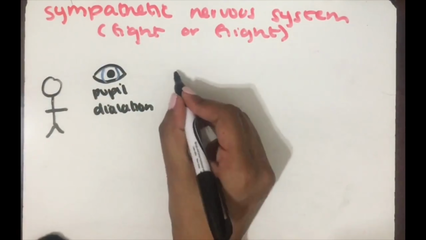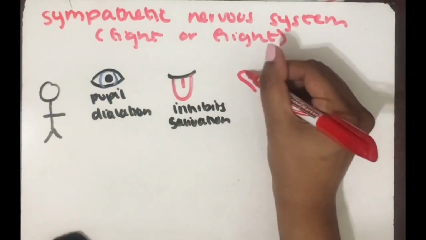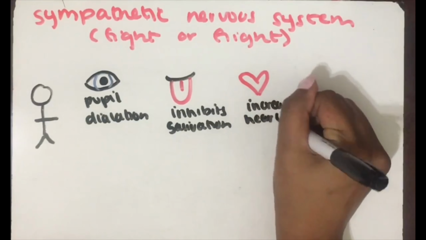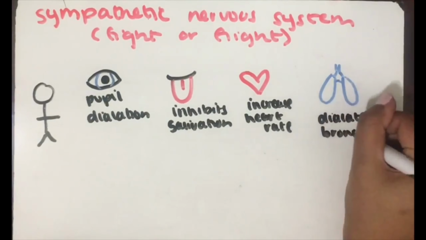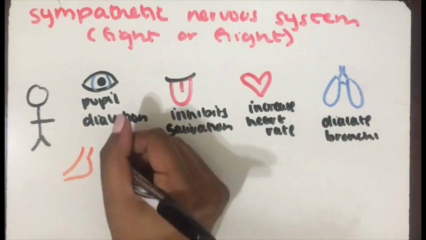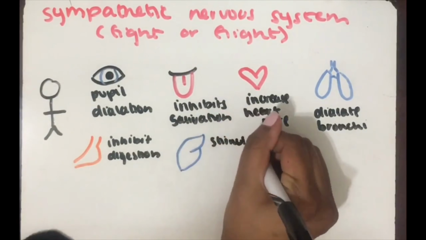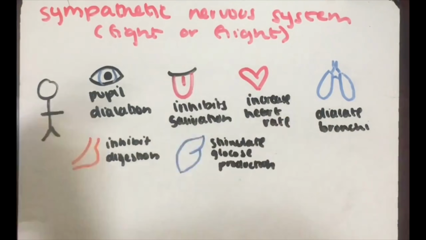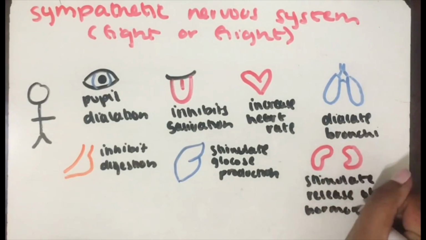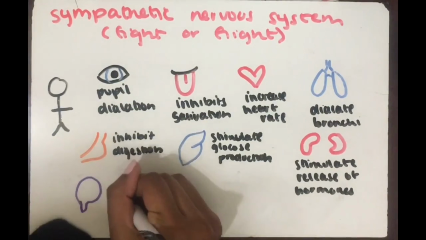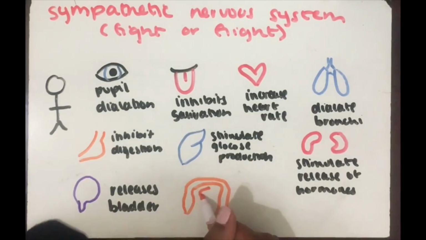Activation of the sympathetic nervous system correlates with the arousal and energy generation of the fight or flight response. This includes things such as pupil dilation, salivation inhibition, increased heart rate, dilated bronchi, and more. When the sympathetic and parasympathetic nervous systems work on the same organ, they typically have antagonistic effects.